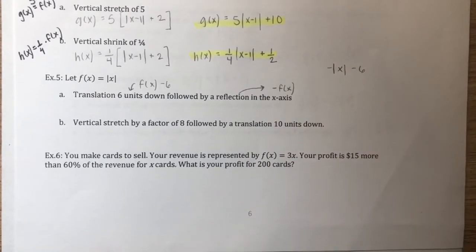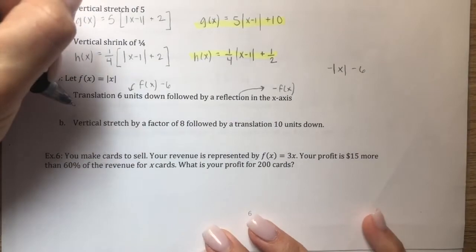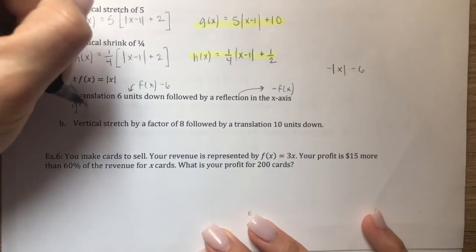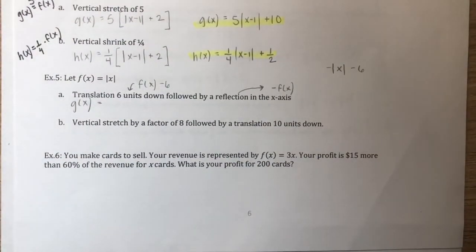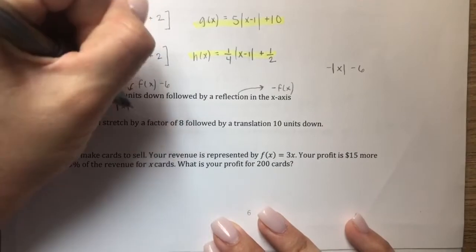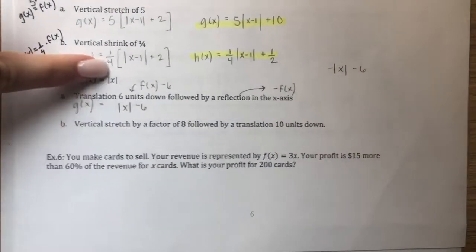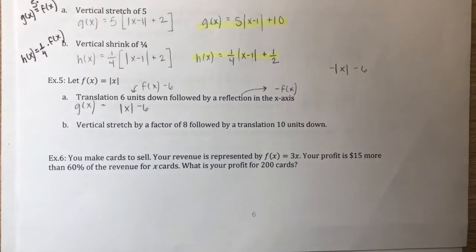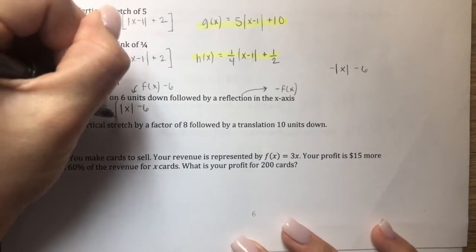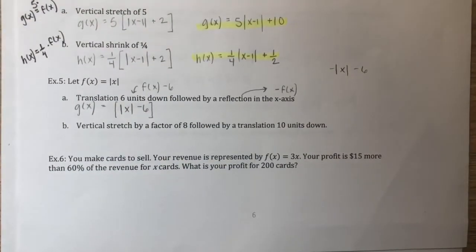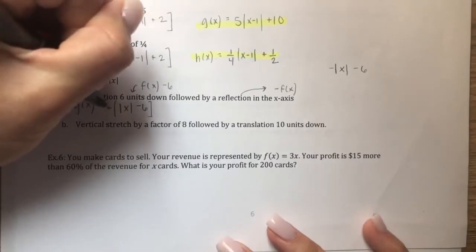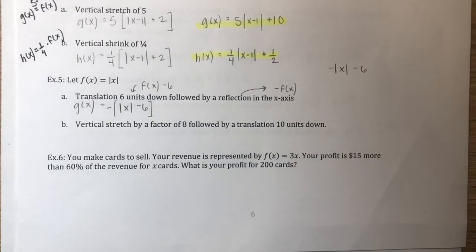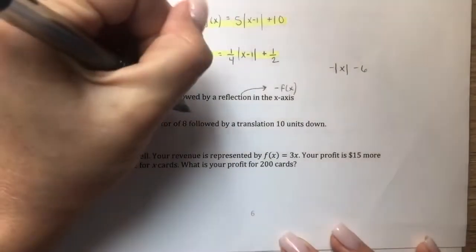So if I want to make sure that I translate and then reflect, I'm going to take my original function, I'll call it g of x, and for my transformation, I'll take the absolute value of x and subtract 6 from it to get my translation 6 units down first, and then I can use parentheses or brackets to do the reflection after. So if I put the absolute value of x minus 6 in parentheses or brackets, that does the translation first, and then I need to make that negative after in order to get the reflection, and then from there I need to simplify it.